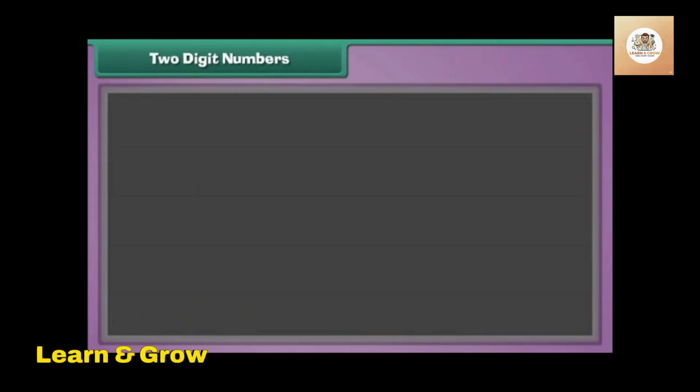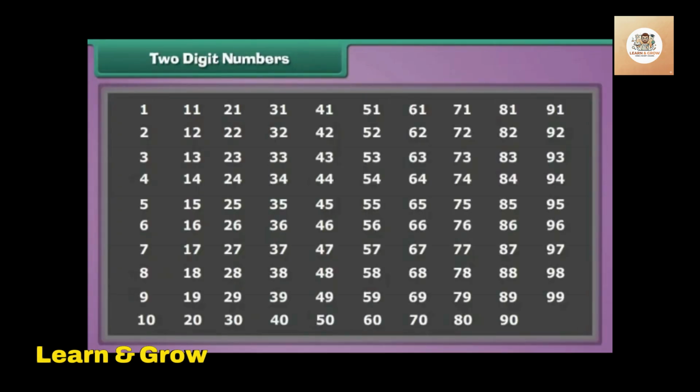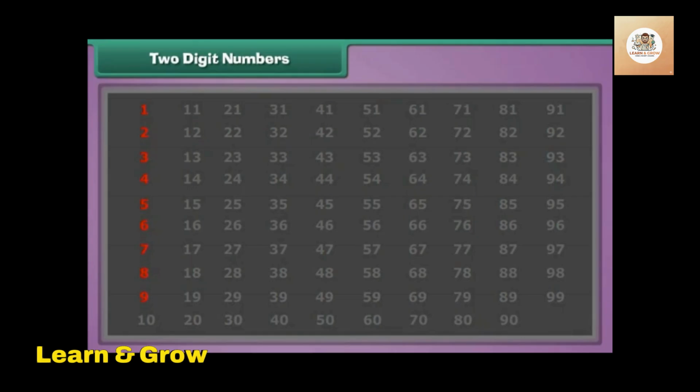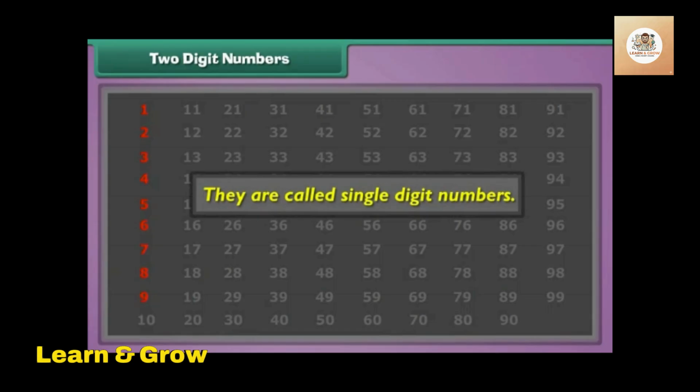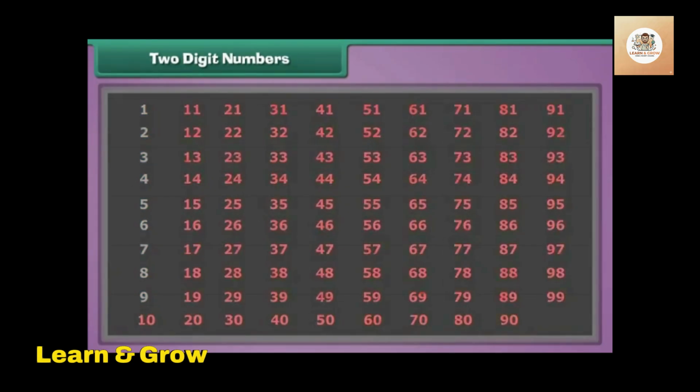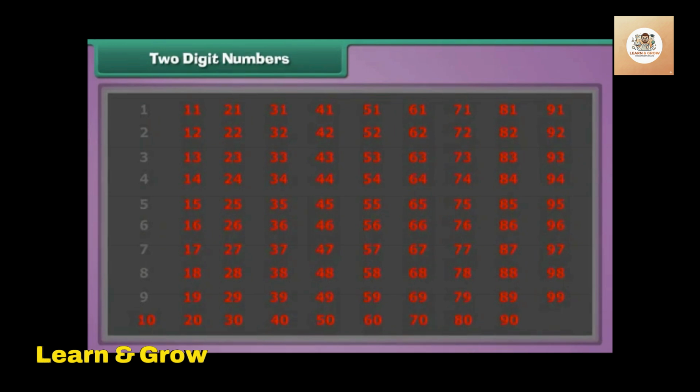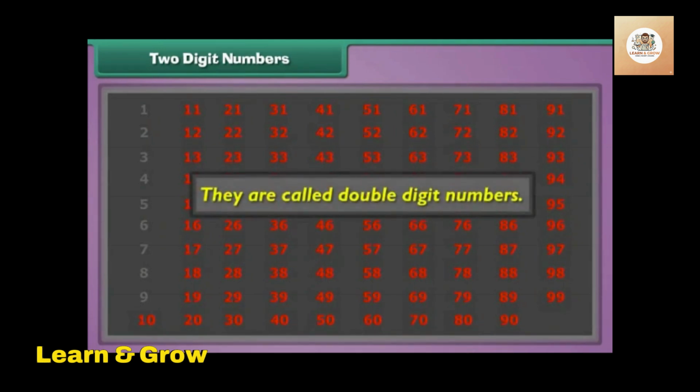2-digit numbers. The numbers from 1 to 9 have only 1 digit each. Therefore, they are called single-digit numbers. The numbers from 10 to 99 have 2 digits each. Therefore, they are called 2-digit or double-digit numbers.